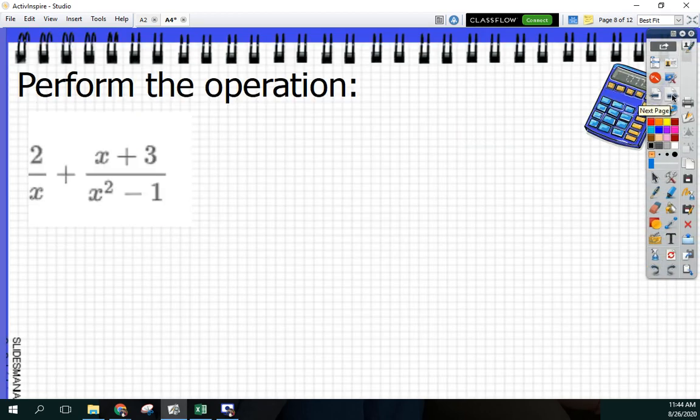All right, so there we've done simplifying rational expressions, and we've done multiplication and division. In our next lesson, we will go over addition and subtraction.